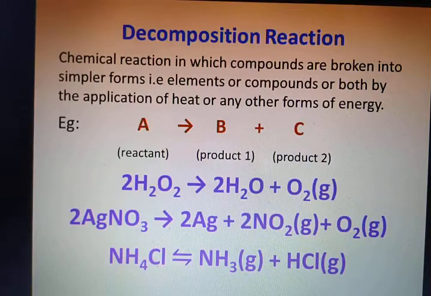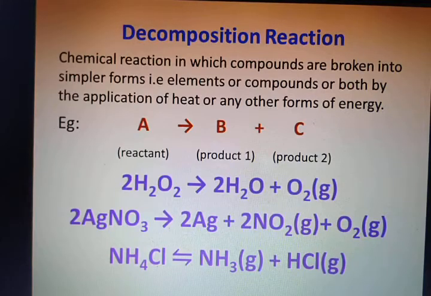It can be normal heat energy, electrical energy, or sound energy. By the application of these many different forms of energy, the compound breaks down into simpler substances. Simpler means, for example, the molecular formula of one particular compound has 10 atoms of A, 6 atoms of B, and 5 atoms of C. So many atoms in one particular compound.